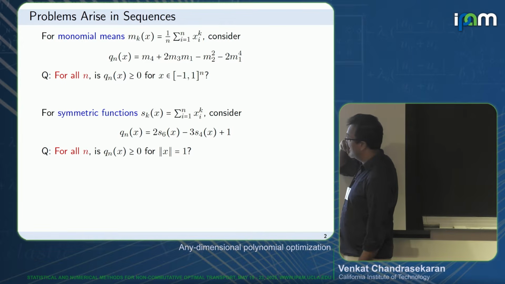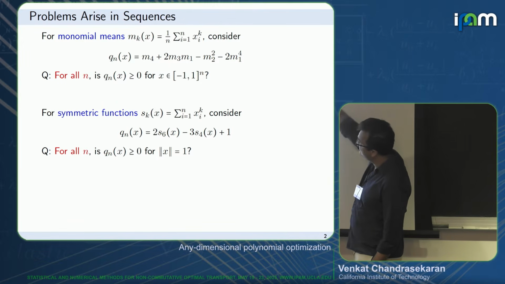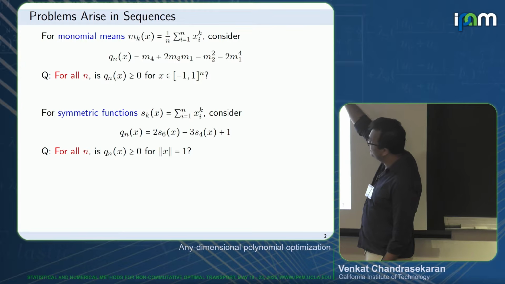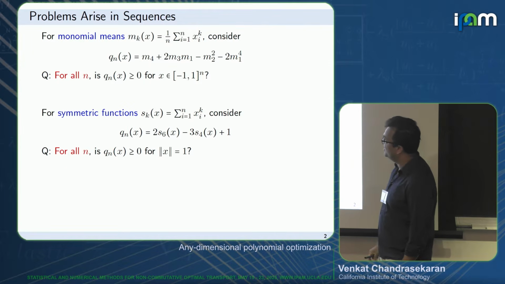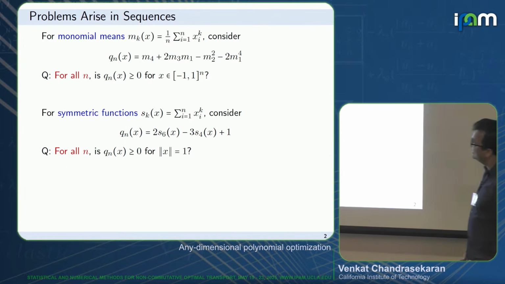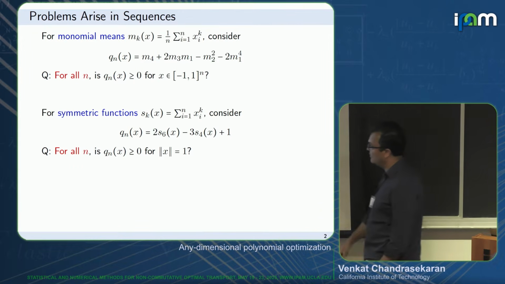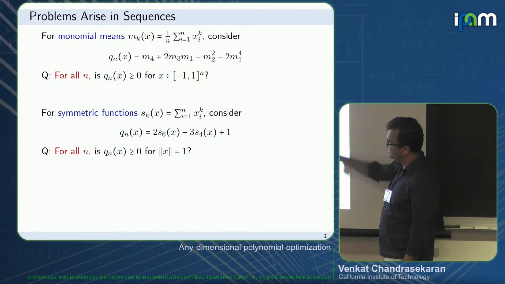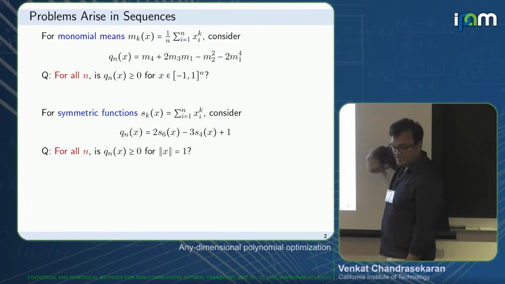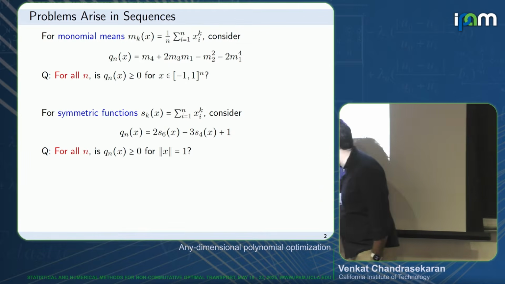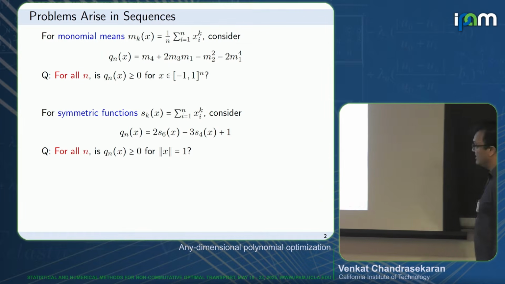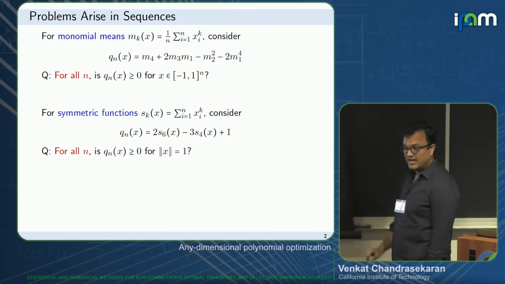Another example, these are symmetric functions, the same kind of expression as we have up top, except that you don't normalize here. And here we have a different Qn involving S6, S4, the constant term. Again, an expression that's defined for all n. And the question here is, is this Qn non-negative over the Euclidean sphere, but again for all n?